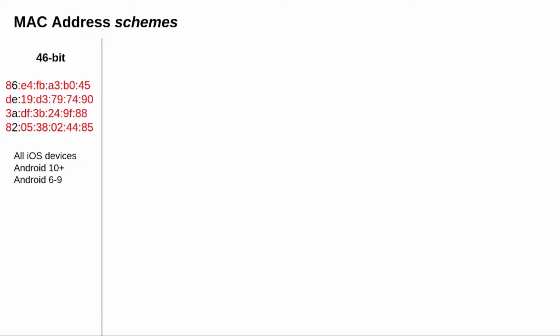The first scheme that we see is 46-bit randomization. Two of the bits in the MAC address have to be fixed, and randomizing the rest gives you 46-bit randomization. That's what all iOS devices have always done, and it's what Android 10 devices are doing now, and some Android 6 through 9 devices have also done it in the past. So it's emerging as the de facto standard.